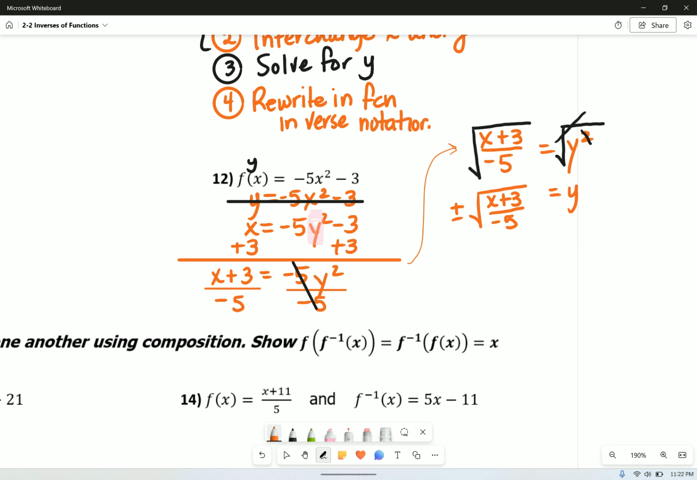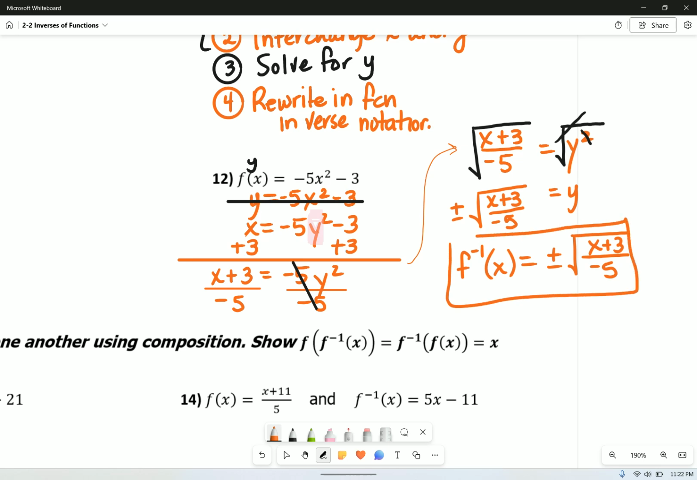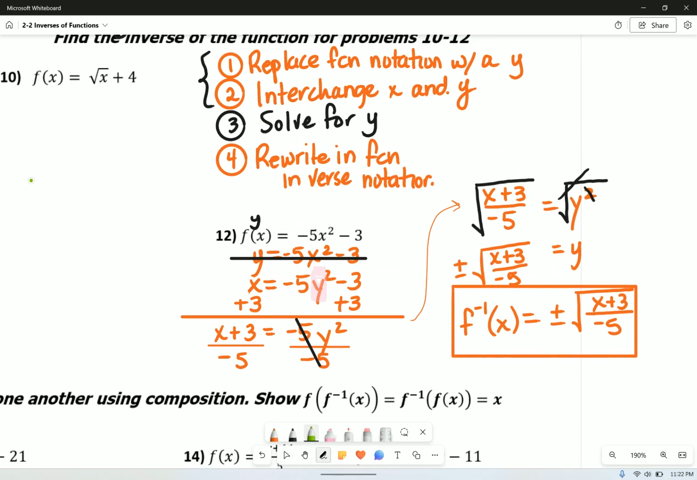So go back, revert back to how your problem was given. I was given f of x. I found y, which really is my f inverse of x. And just write down the quantity that you found y equal to. And then this is the inverse of the graph that was given to us. These steps will not change. These steps to find the inverse will always be these.